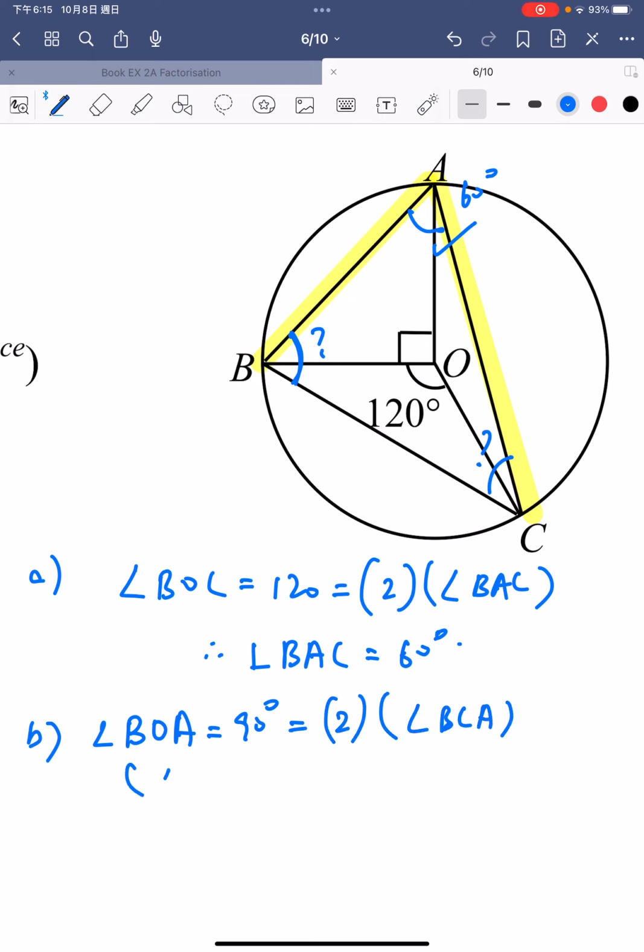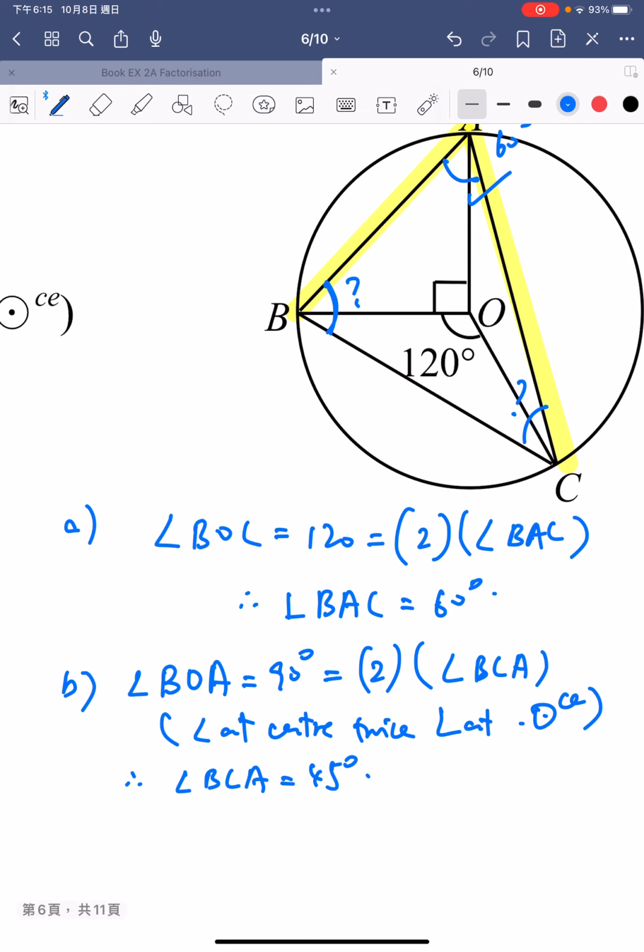And the reason for this is angle at the center twice angle at the circumference. So now we say the angle BCA is equal to 45 degrees by using 90 divided by 2.